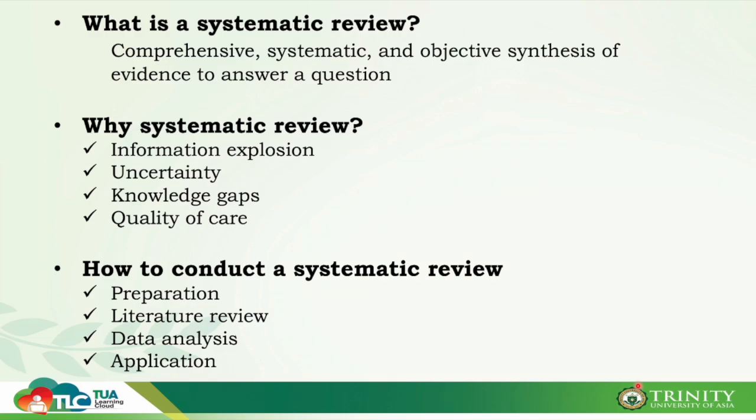A systematic review is a comprehensive, systematic, and objective synthesis of evidence to answer a question. Basically, systematic review makes use of existing data, existing studies, or existing journal articles to help you understand deeper a certain research problem. So, parang secondary data yung ginagawa natin or ginagamit natin dito.